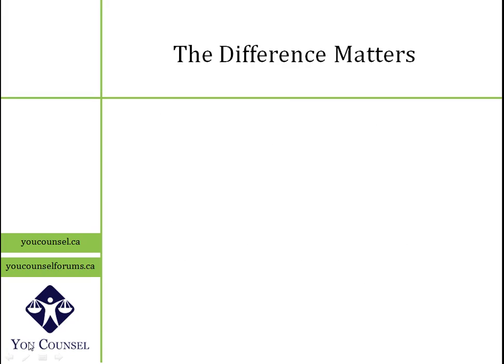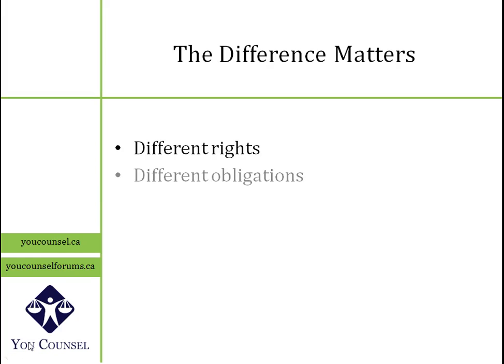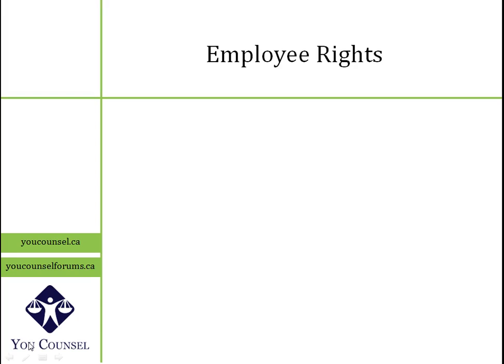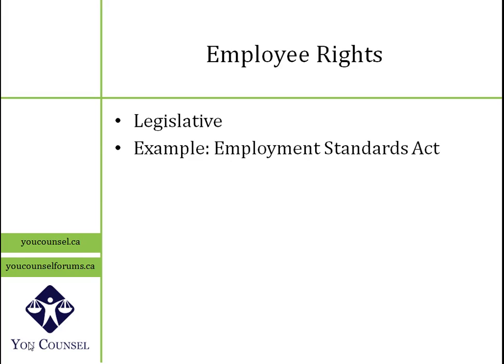The difference between these categories matters. Why? Because under each category you will have different rights, and under each category you will have different obligations. So let's start with employee rights. One of the important rights falls under legislative rights, which means if there is a specific legislation that applies to your circumstances, you may have rights under that. A common example in Ontario is the Employment Standards Act, which applies to every non-unionized employee. And so you have rights under the Employment Standards Act.